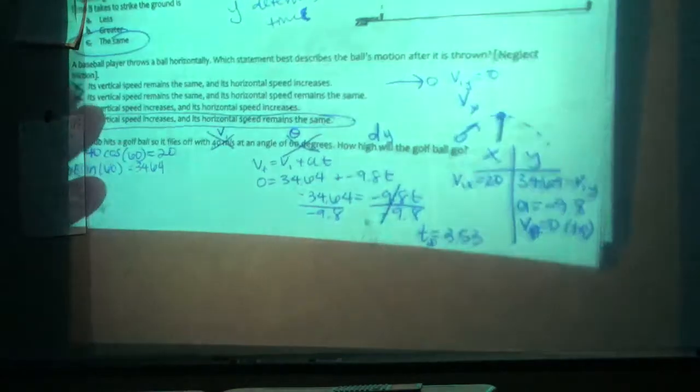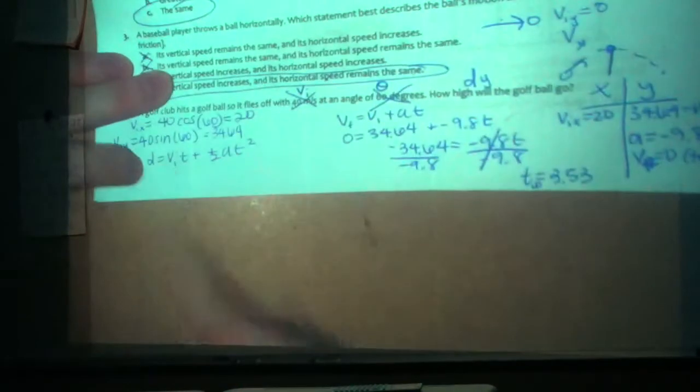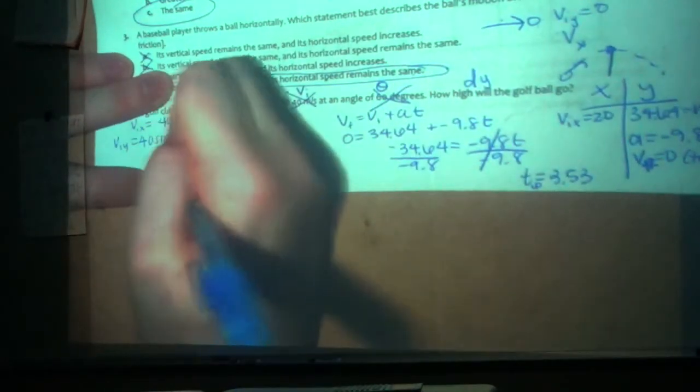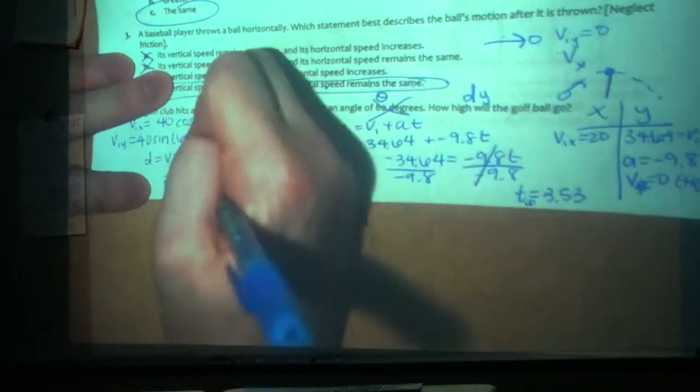You can use either the VF squared or the D equals VIT equation. I prefer the D equals VIT equation because it's already solved for distance. So now we're just plugging in our initial velocity, and it has to be the y initial velocity times the time in the air plus 1/2, and you have to put the negative sign here, otherwise you get a much bigger number. And then you put it into your calculator and you should be getting 61.39 meters.